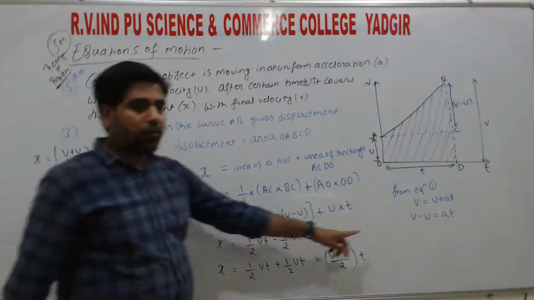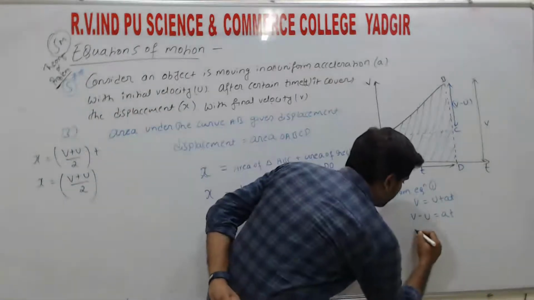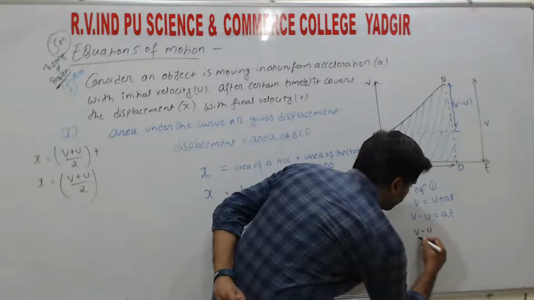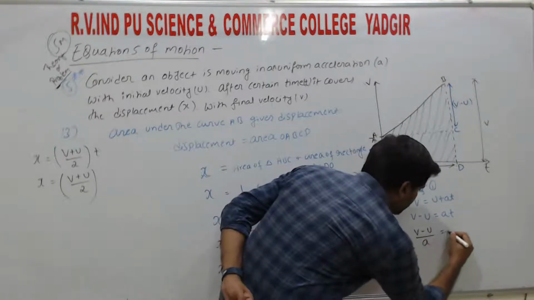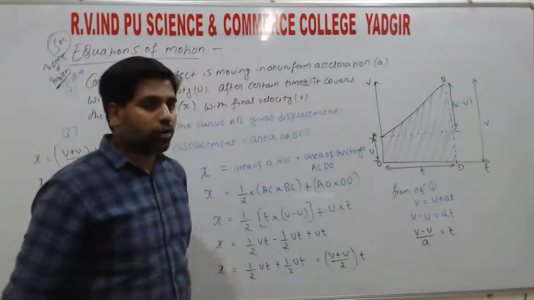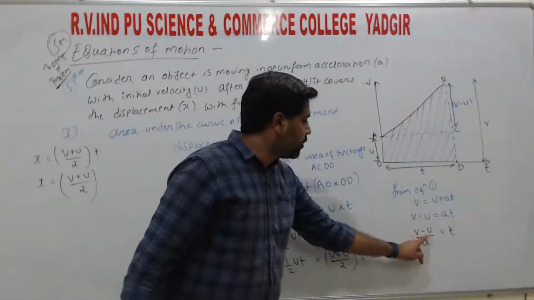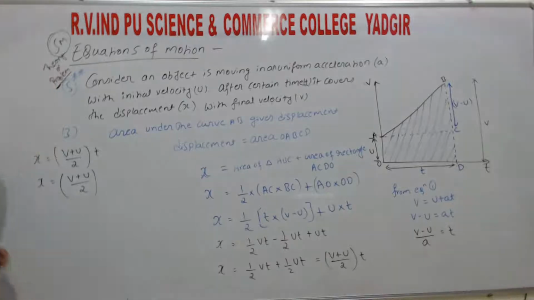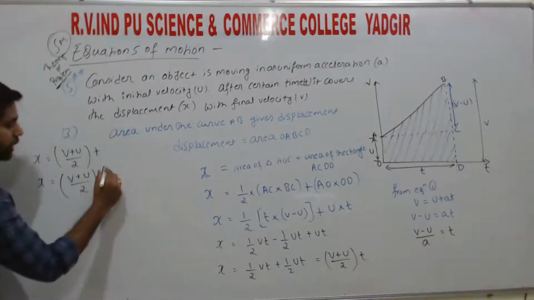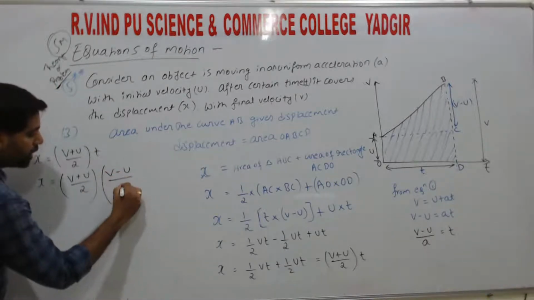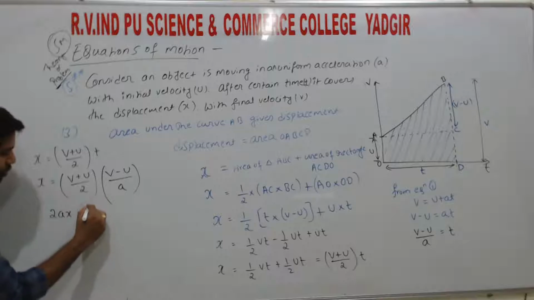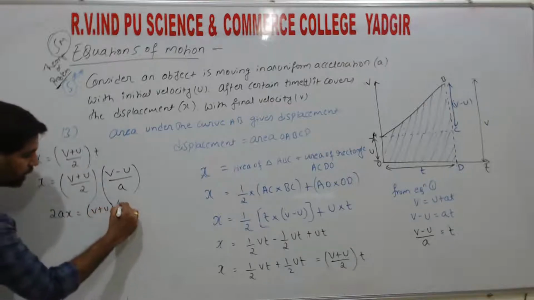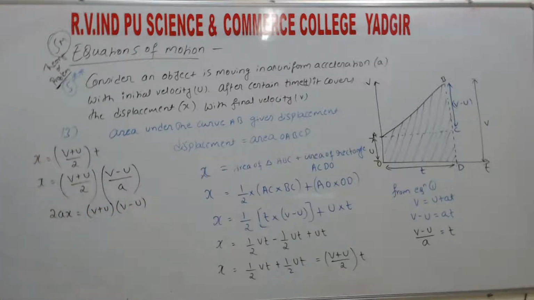So again from the first equation, if you observe here v minus u, we need t, that is v minus u equals a into t. So in place of t, we are going to substitute (v minus u) divided by a. So now cross multiply these terms: 2ax is equal to (v plus u) into (v minus u).